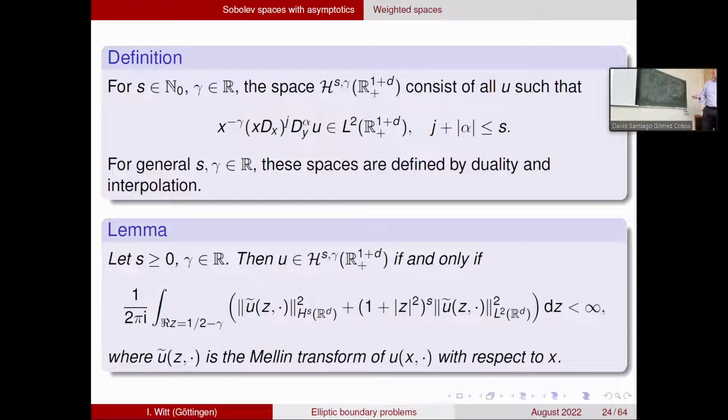And so then basically here's a variable z. You take the HS norm with respect to the y variables. Here you take the L2 norm, and here you put the corresponding weight. And if you have a gamma here, you integrate with this so-called weight like gamma. There are many such equivalent characterizations as well.